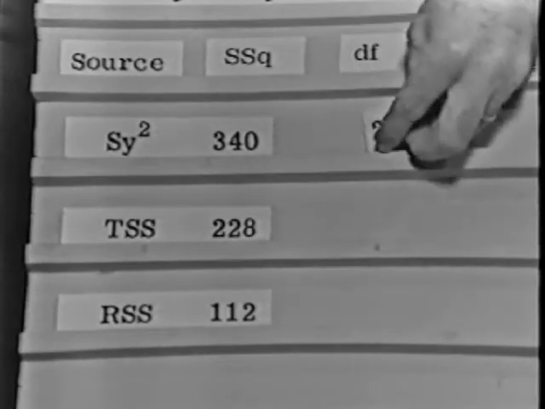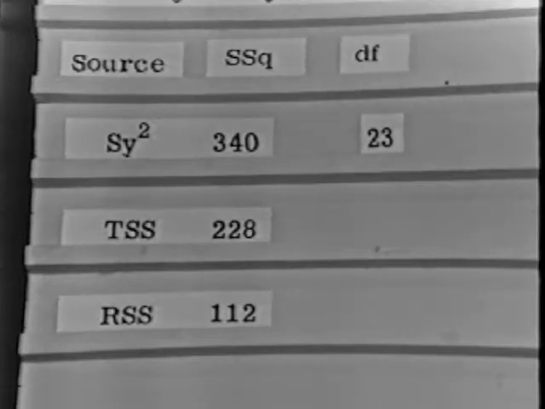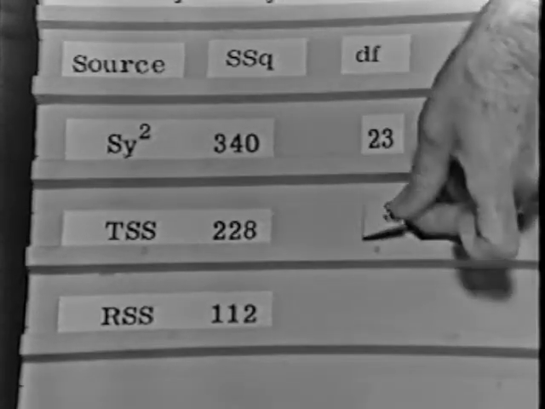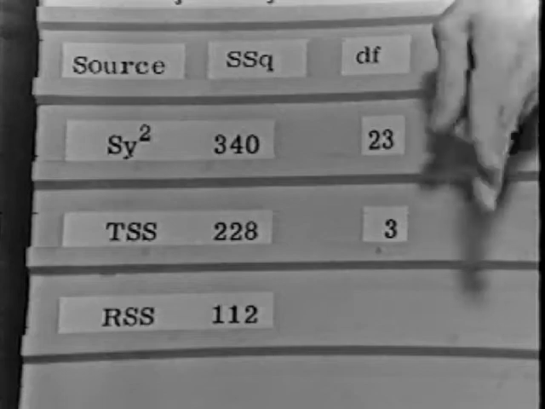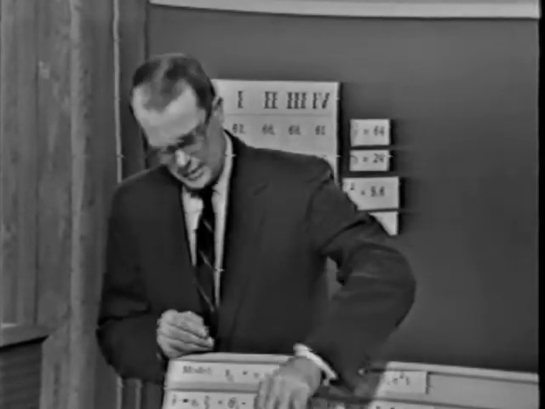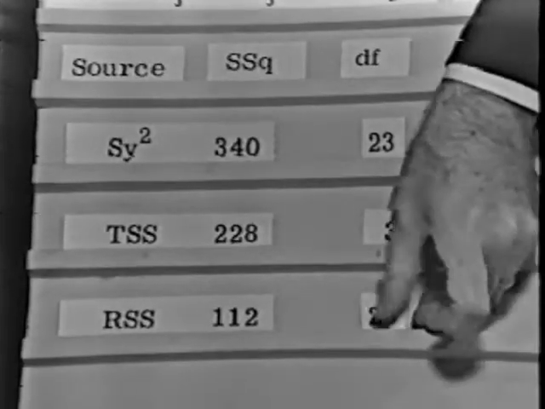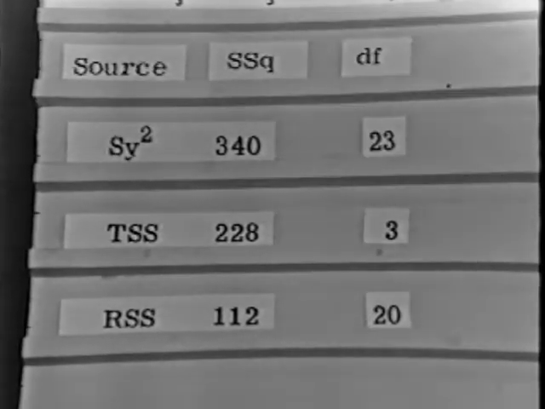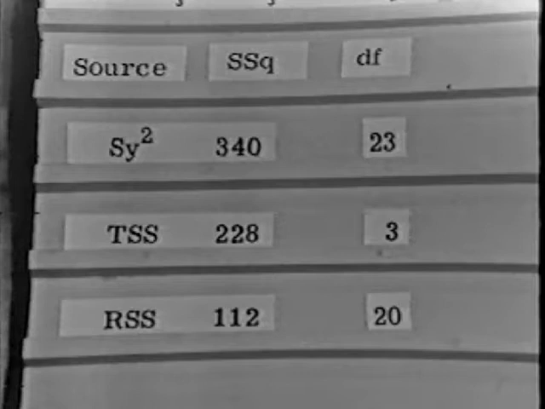corrected sum of squares would have 23 degrees of freedom, right? Because there are 24 observations. And the treatment sum of squares would have 3 degrees of freedom because there were 4 treatments, but I only needed 3 of those little effects to get that thing out. And that would leave as a residual the 20 degrees of freedom for the residual sum of squares.